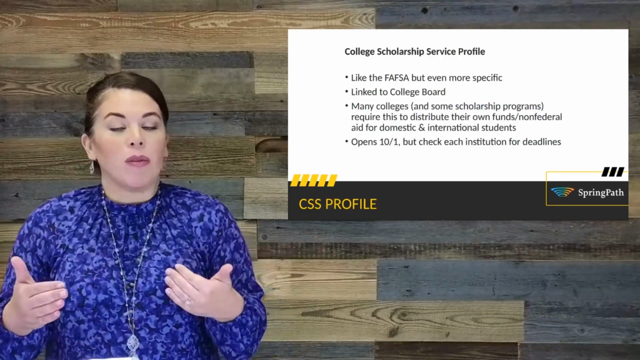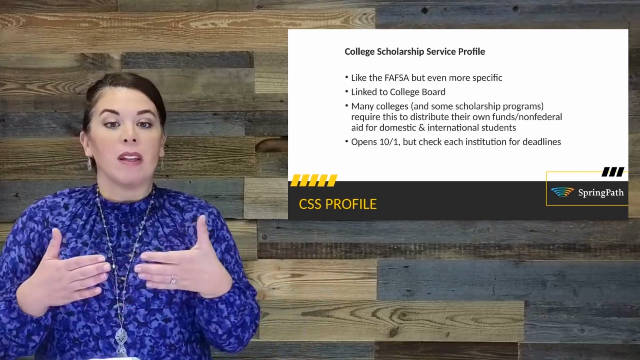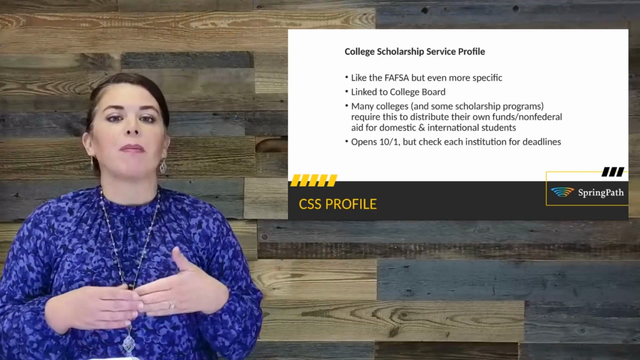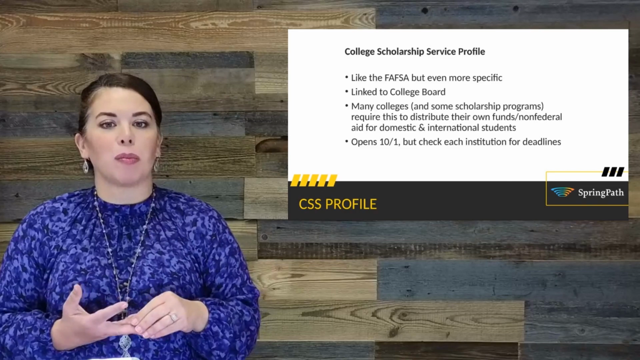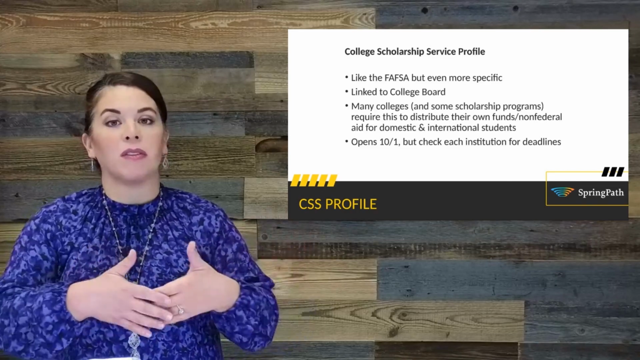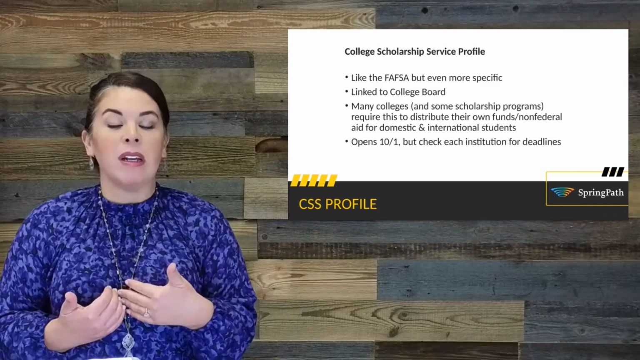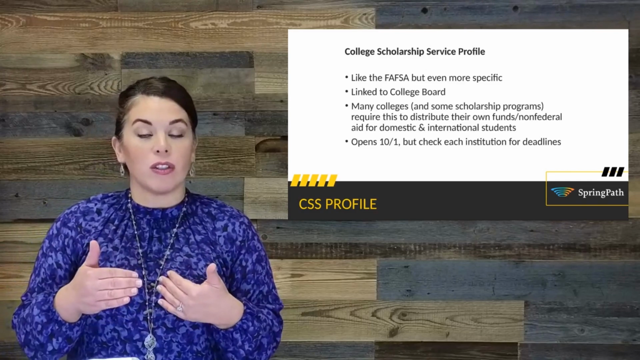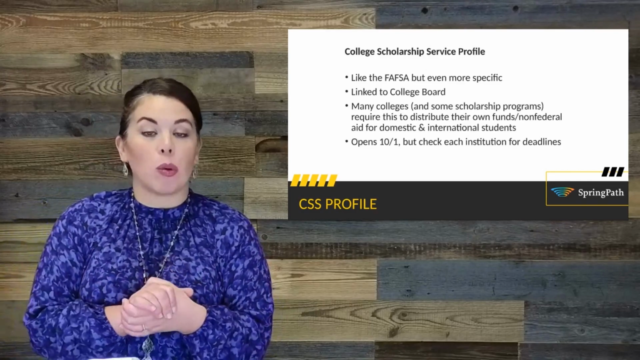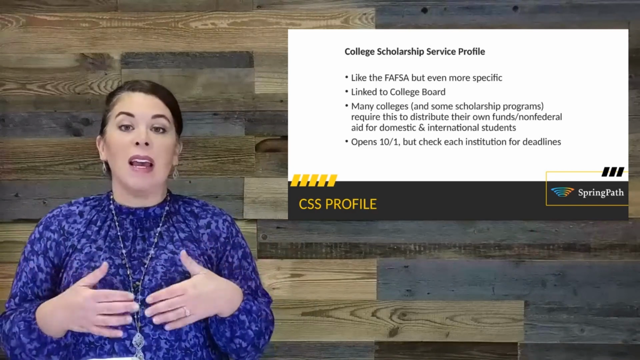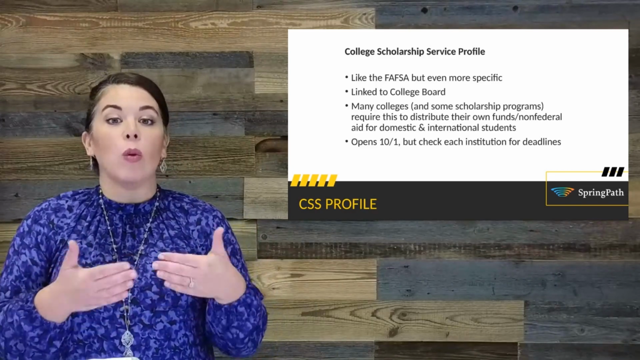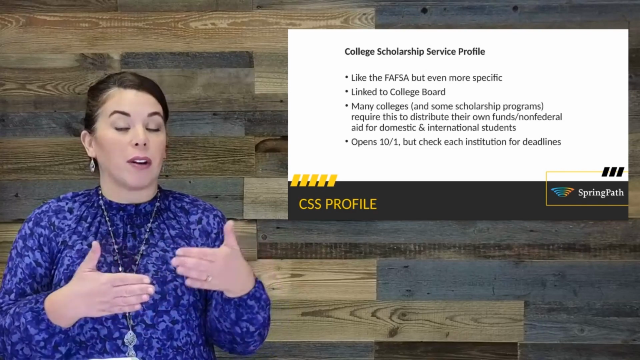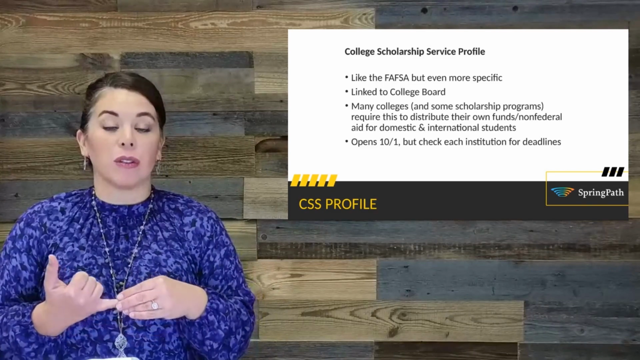All right, so moving away from the FAFSA, there is another application for aid called the CSS Profile. It is the College Scholarship Service Profile, and it is similar to the FAFSA in terms of its collection of financial information, but it gets even more specific with the questions that it asks. It is also linked to College Board, so accessed through College Board as well. Many colleges and even some local scholarship programs will require the CSS Profile to distribute their own funds and non-federal aid for both domestic and international students.